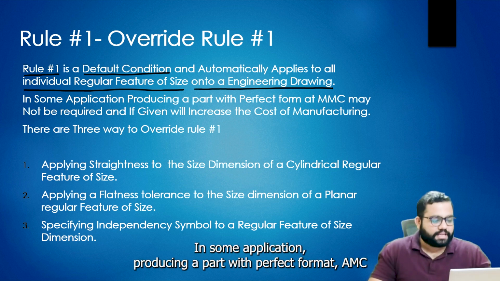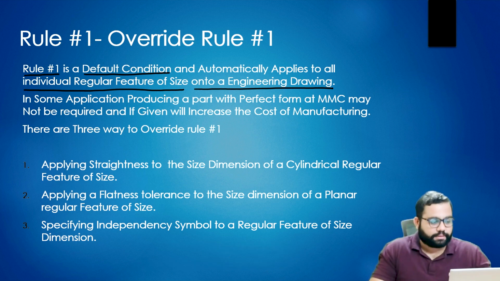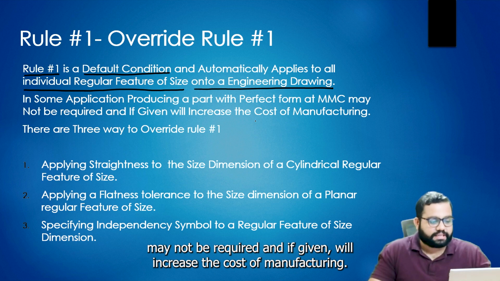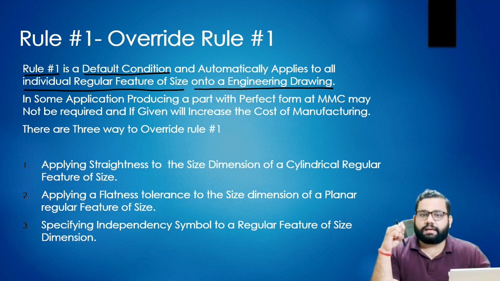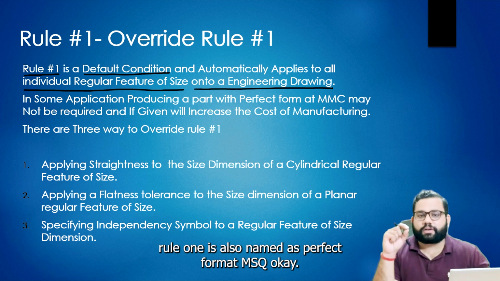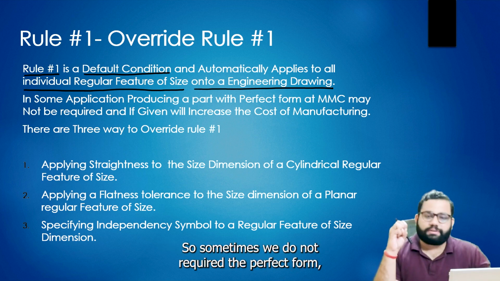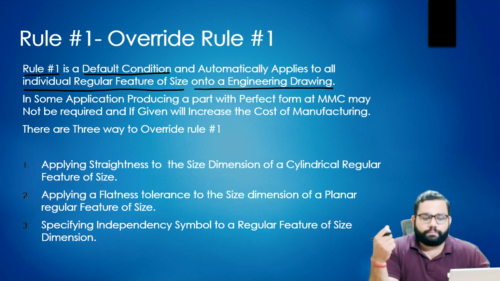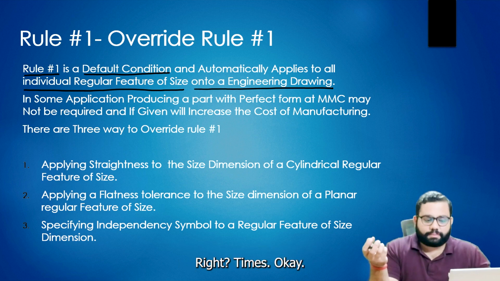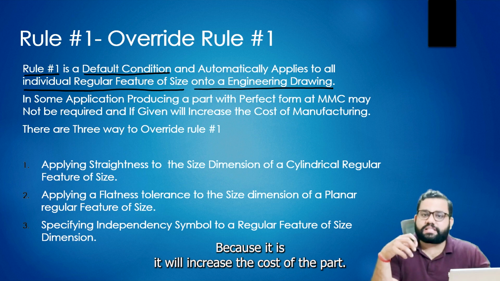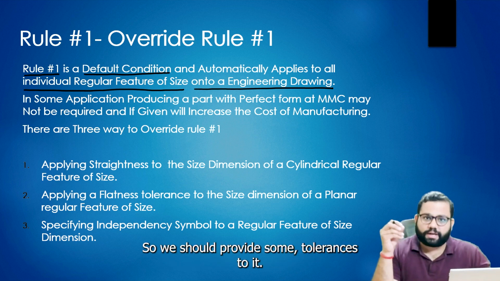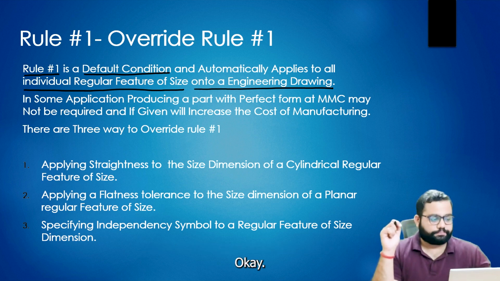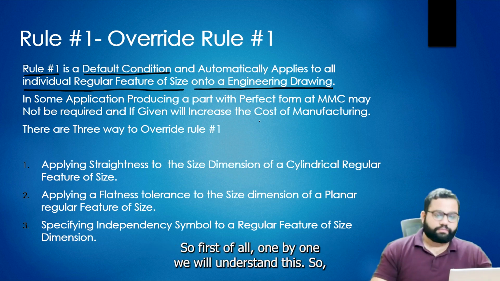In some applications, producing a part with perfect form at MMC may not be required, and if demanded, it will increase the manufacturing cost. As we already know, Rule 1 is also named perfect form at MMC. Sometimes we do not require the perfect form of the part at MMC, because it increases the manufacturing cost, so we should provide some tolerances to it. One by one we will understand this.